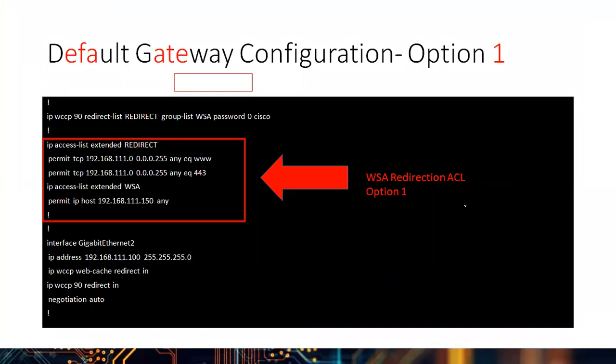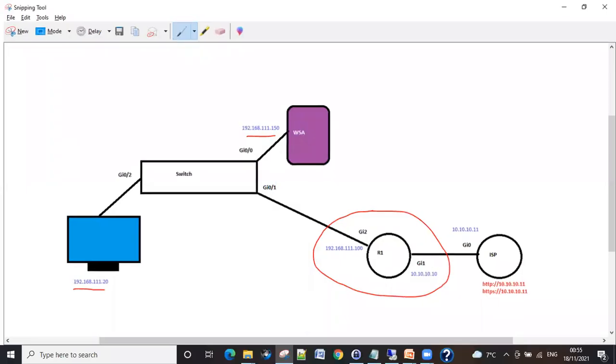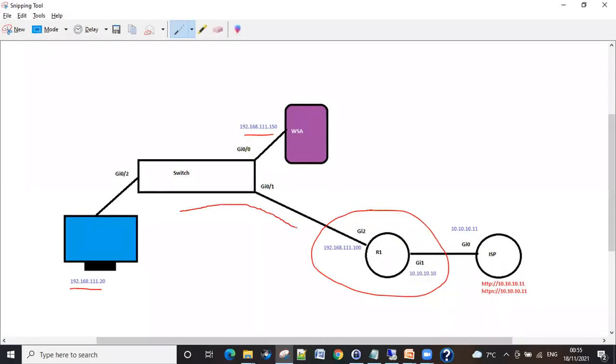So first things first, we can configure the proxy setup in a transparent mode in two ways, option number 1 and option number 2. In option number 1, we will configure an access control policy on the edge router, which is the default gateway, which is responsible for receiving the traffic from the user and sending it to the WSA. And the WSA, post inspection, will send traffic back to the router. So this redirection will happen because of an access control policy on the router.